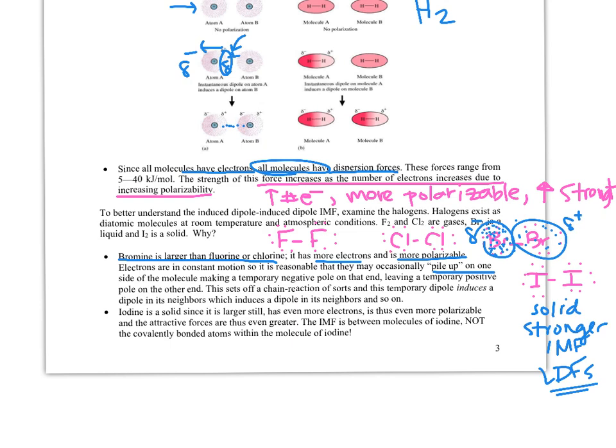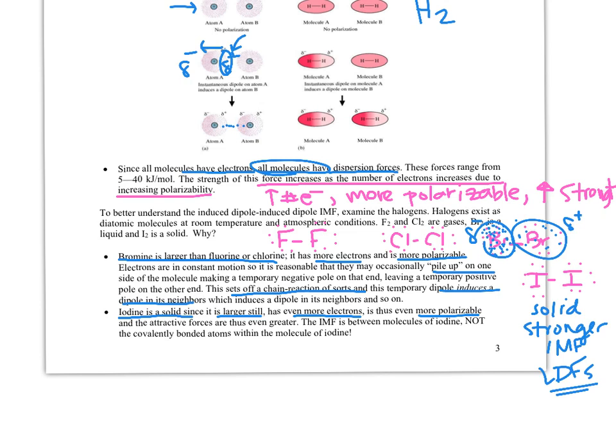So this sets off like a chain reaction, and it induces a whole bunch of its neighboring molecules to also have those, and then they all attract to each other. So then we can have the same thing happen in iodine. But iodine is even larger, so it has even more electrons and is even more polarizable. So the more electrons it has, the more polarizable it is.